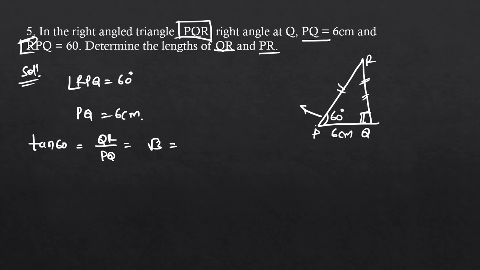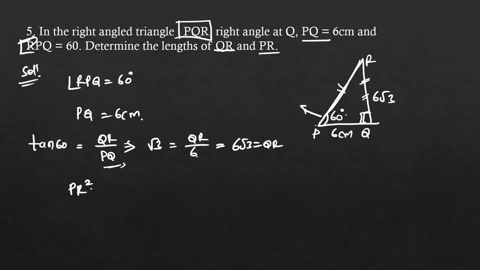And after that QR value we don't know, and PQ is equal to how much here? PQ is equal to 6 centimeters. From this we can write it as 6 root 3 is equal to QR. So what is the QR value? 6 root 3. And again what we have to find? This hypotenuse side, PR square we have to find.